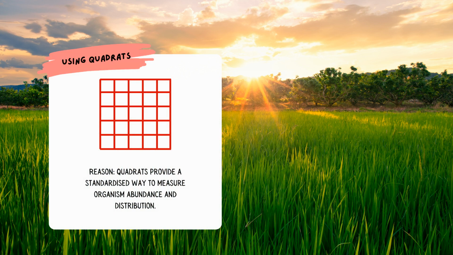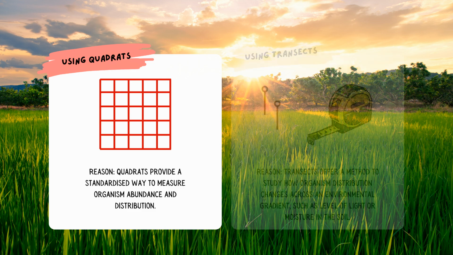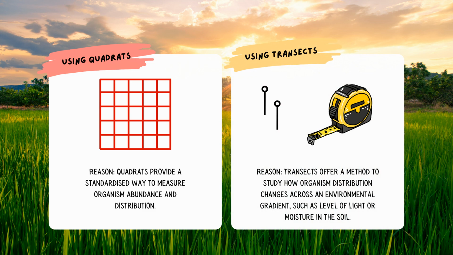Let's also look at the key steps and their importance. Firstly, we used quadrats. This is important as quadrats provide a standardized way to measure organism abundance and distribution. Secondly, we used transects. Transects offer a method to study how organism distribution changes across an environmental gradient, such as level of light or moisture in the soil.